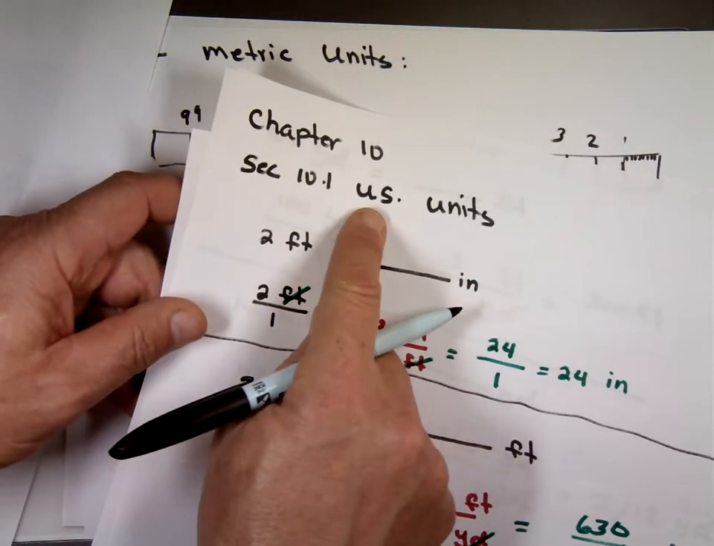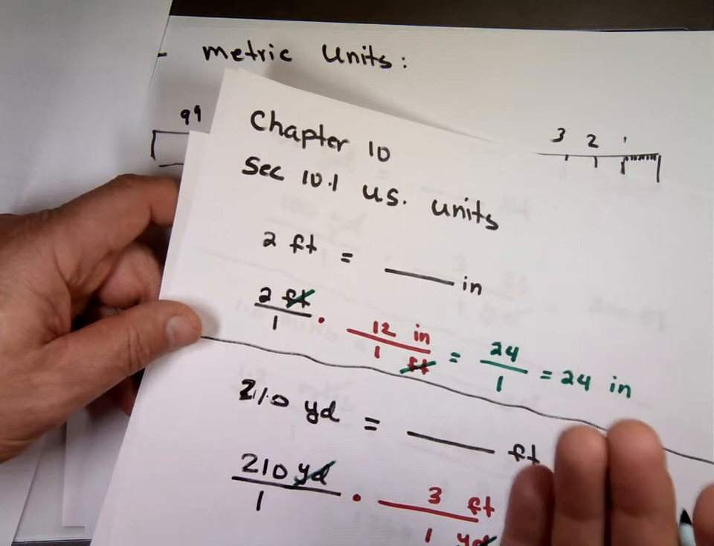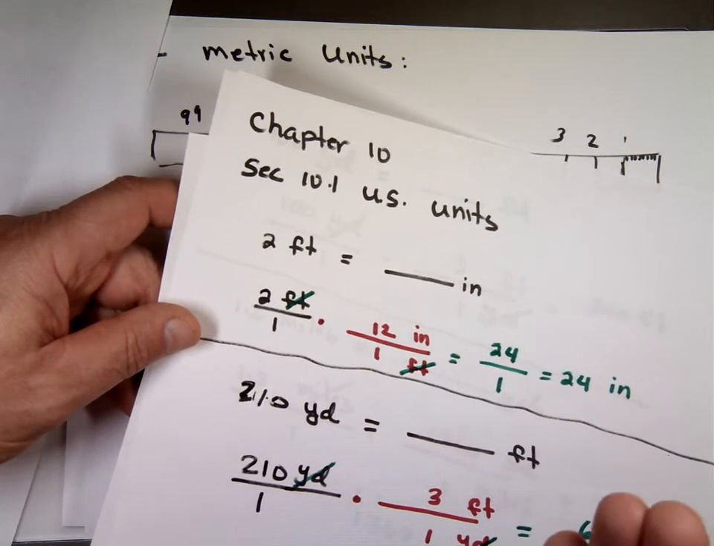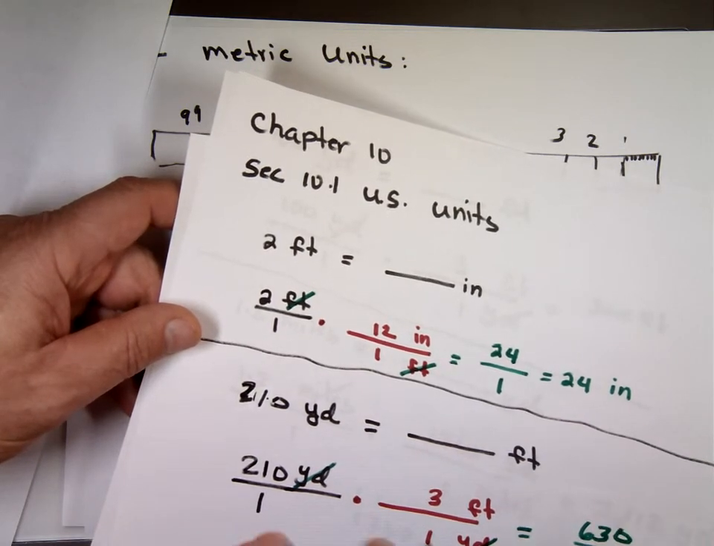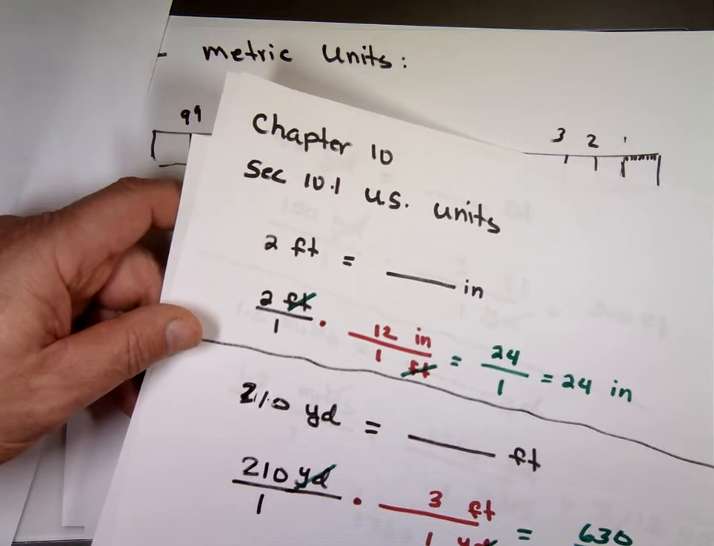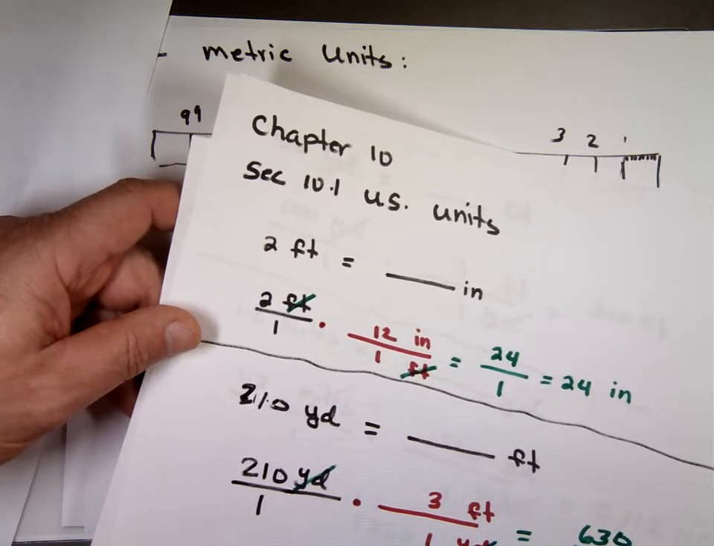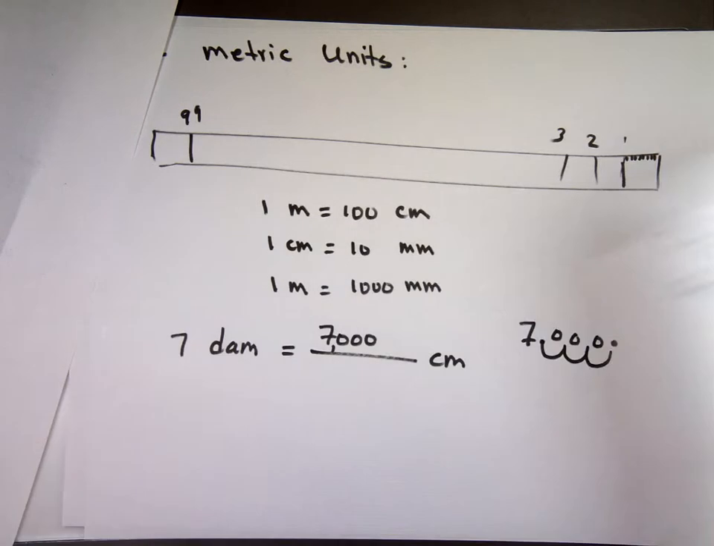Now, everything is not a multiple of 10. The foot has how many inches? 12, not a 10. The yard has how many feet? 3, not a 10. So we can't just move the decimal point in the US units. But in the metric units, all you got to do is move the decimal point either left or right.